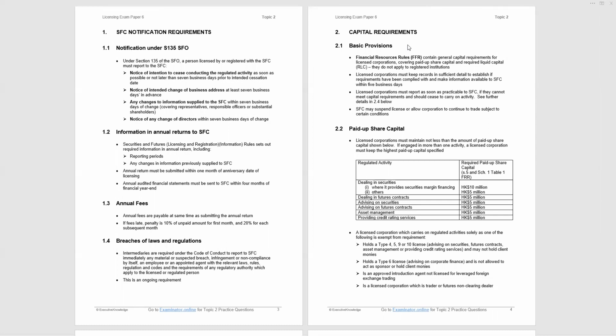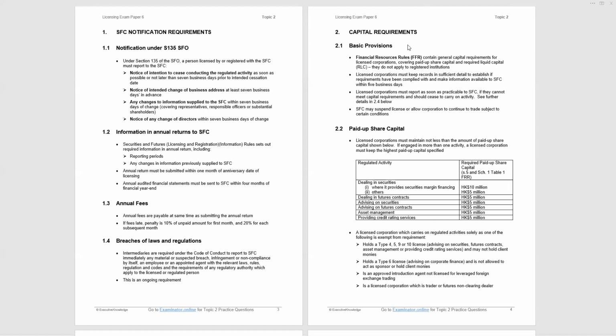Notification under Section 135. I wouldn't worry about Section 135. Let's look at the 4 notifications. Notice of intention to cease conducting the regulated activity as soon as possible, or not later than, there we are, 7 business days prior to intended cessation date.